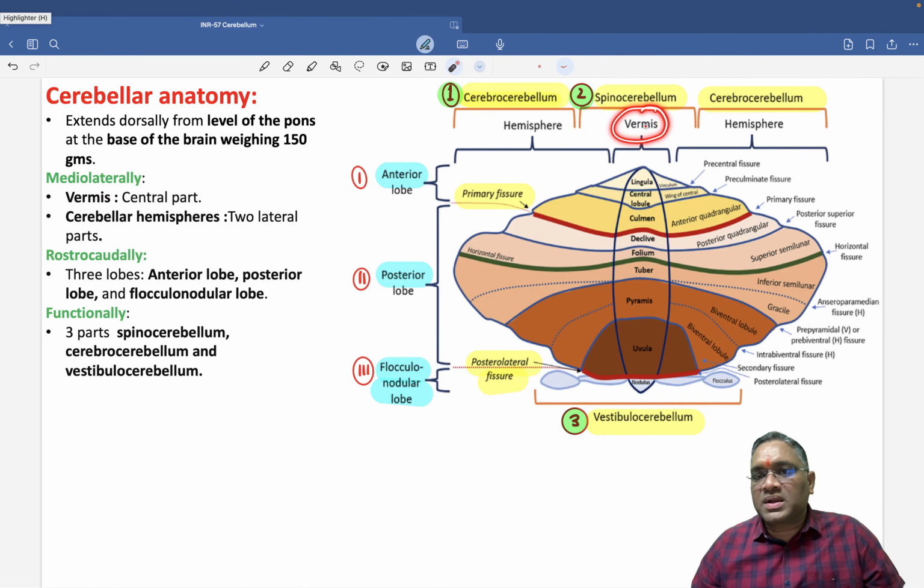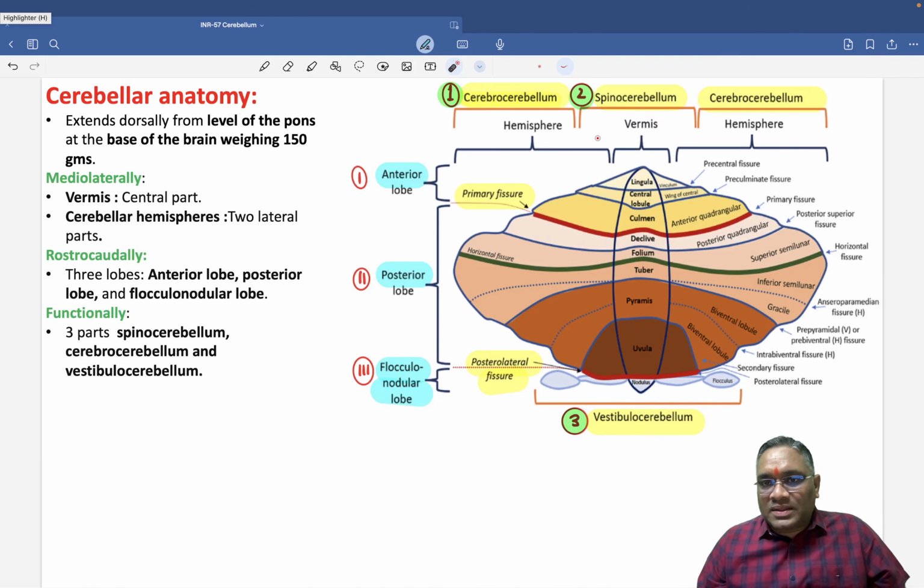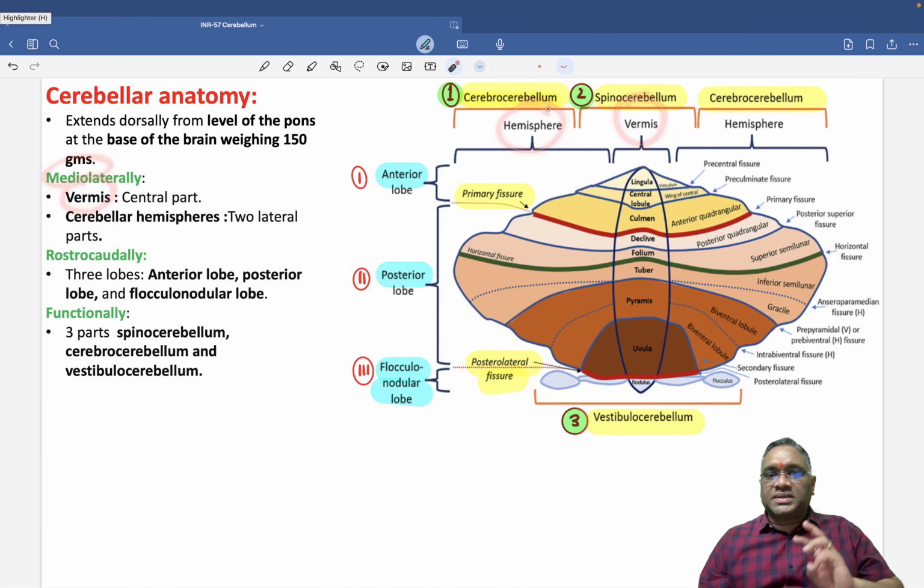Mediolaterally means the medial part is called vermis. So this is called vermis, which is the medial part, right? And the lateral part you are seeing is called hemisphere, right? So mediolaterally, vermis is the central part and the lateral part is hemisphere. Vermis is central, hemisphere is lateral part.